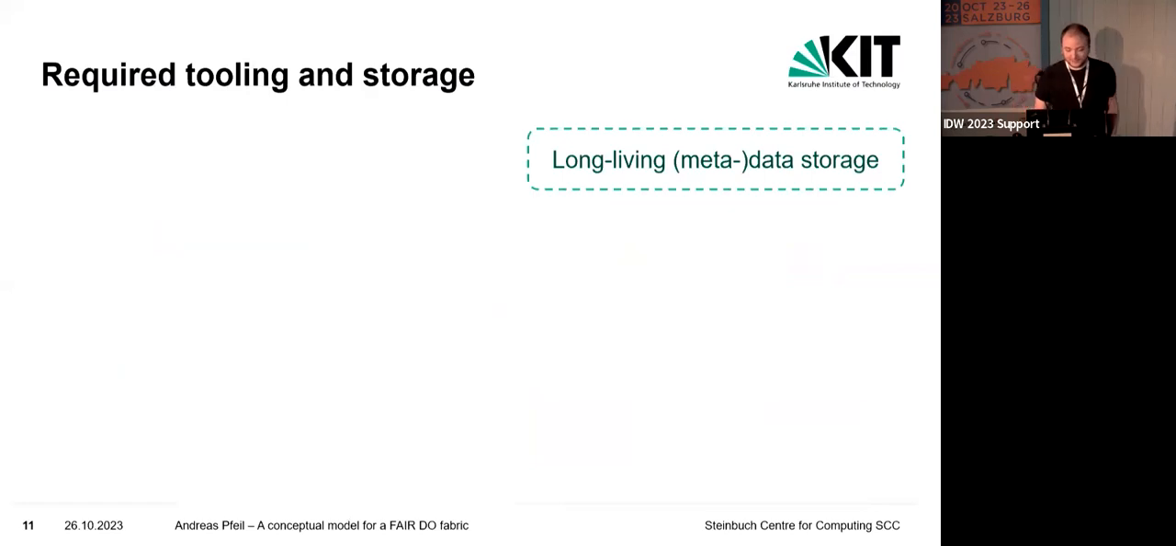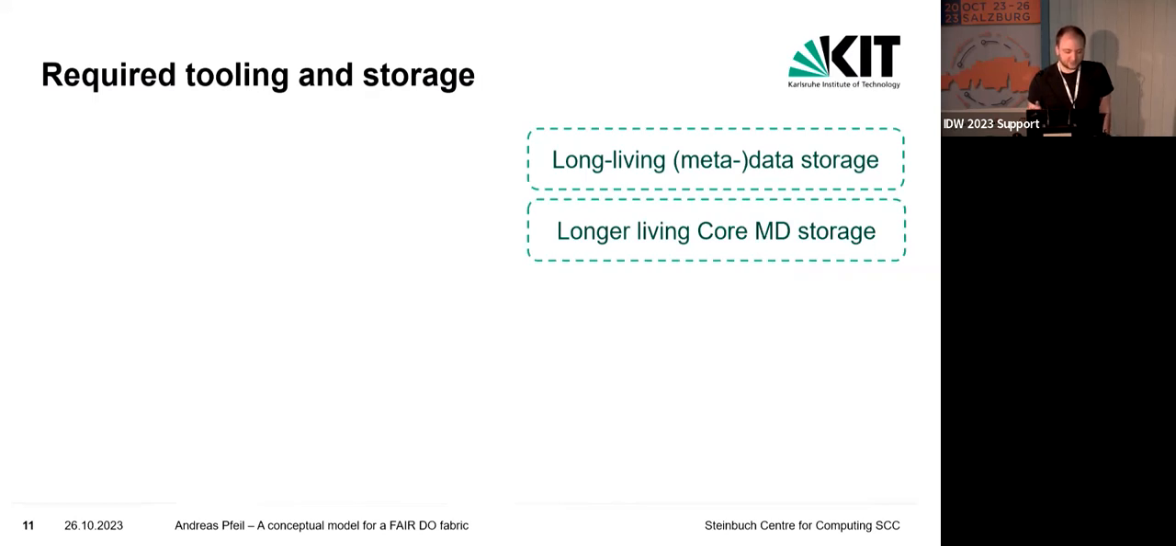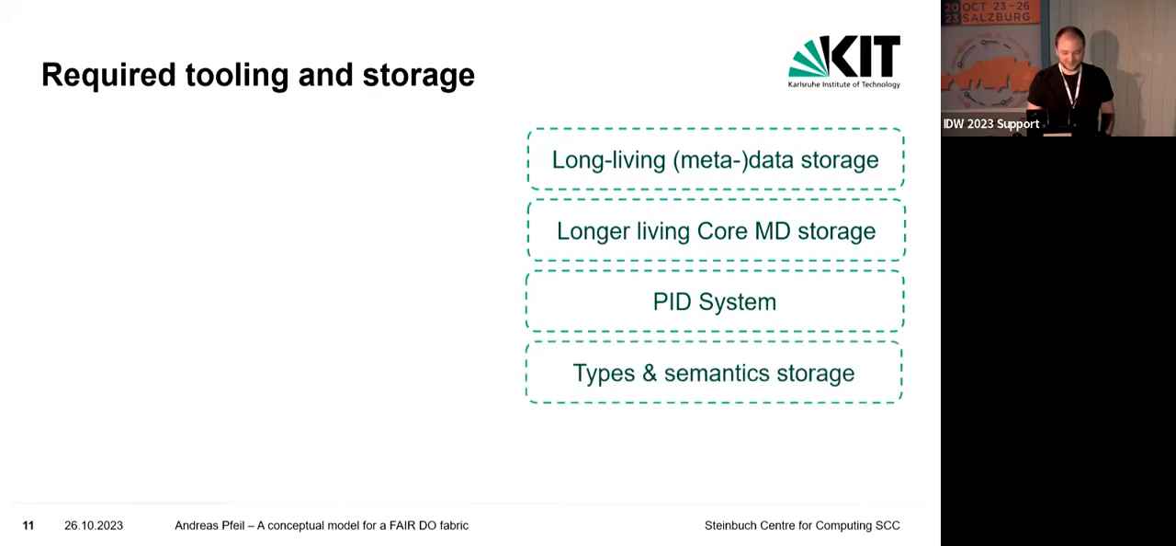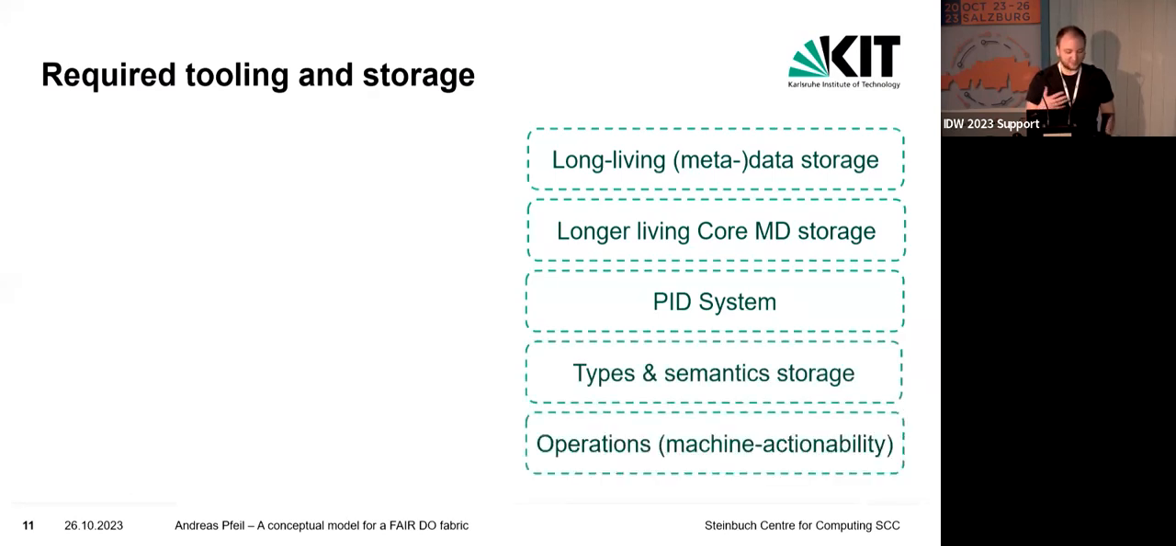So what do we actually need? Obviously we need storage for our data. That is kind of obvious. Data has to live somewhere. We need a storage for our core metadata that has to live longer than that. And we have the PIDs. PIDs are persistent, so they should live forever, whatever that means. And we have the storage for types and semantics, and a place for operations. Somehow they have to be defined. A machine needs to know where they are, what they are, and how to execute something.